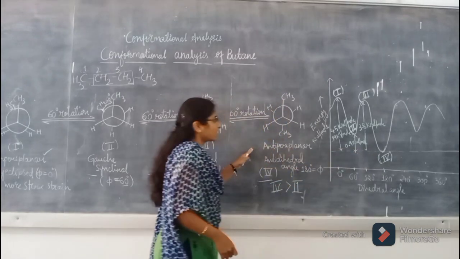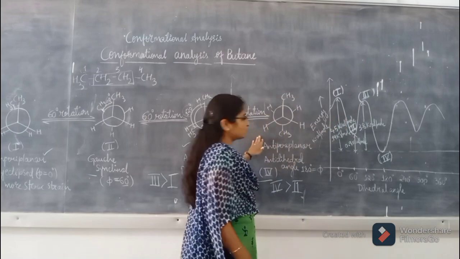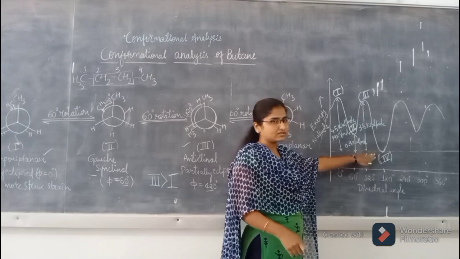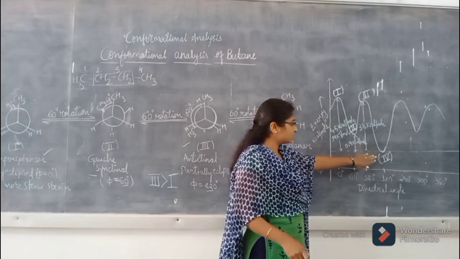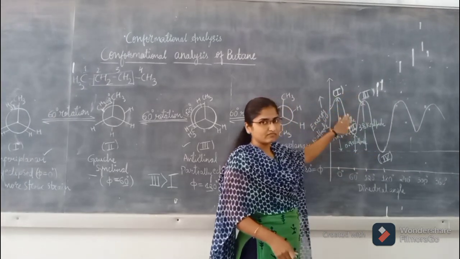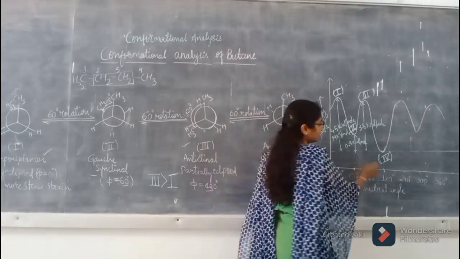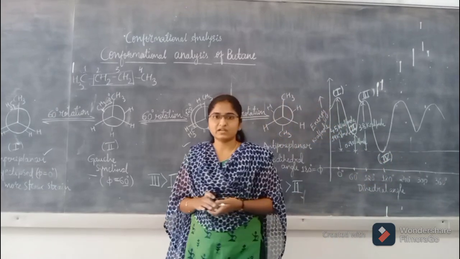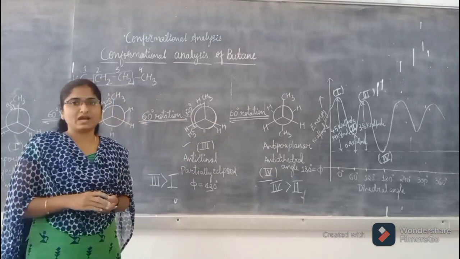Why? Because compared to all these three conformations, this is more stable with the lower energy. So we are representing it at the very lower energy level when compared to these three conformations, because it is more stable. So write the fourth conformation over here, and it will be more stable when compared to all the conformations. So this is about the conformational analysis of butane and ethane.